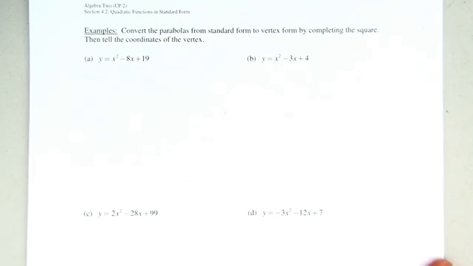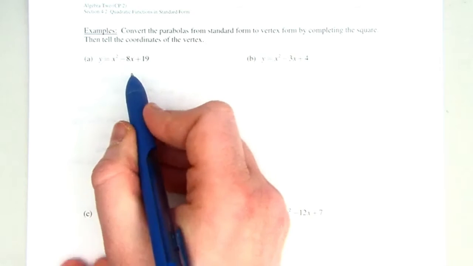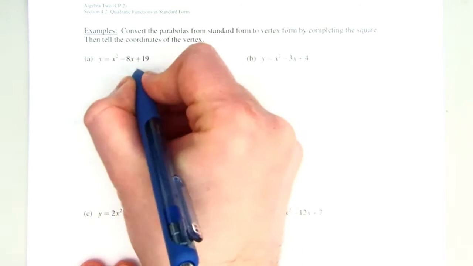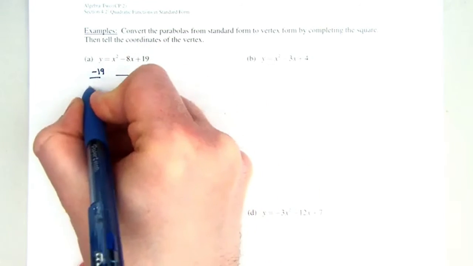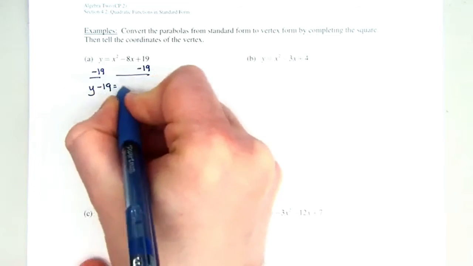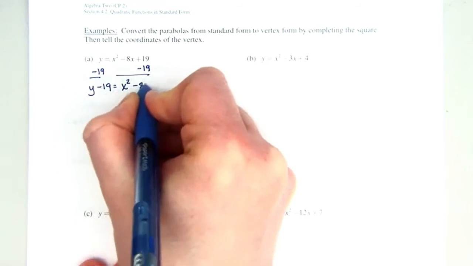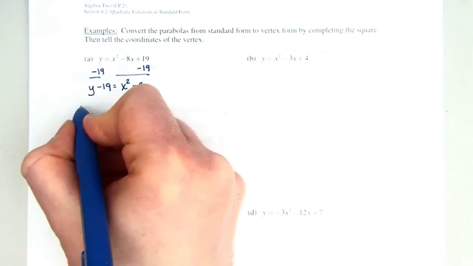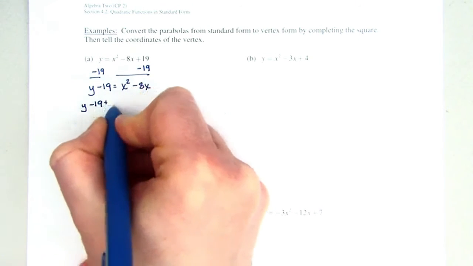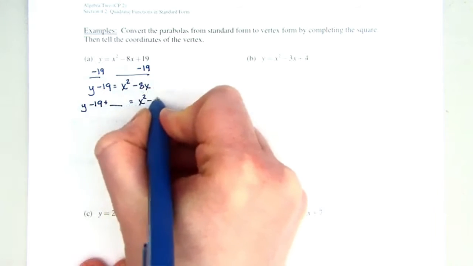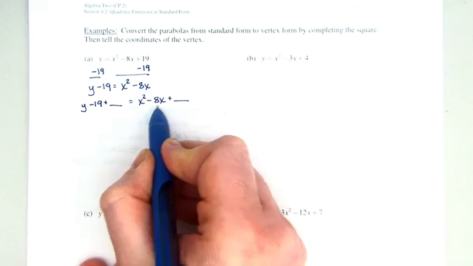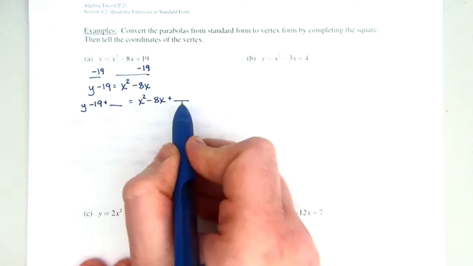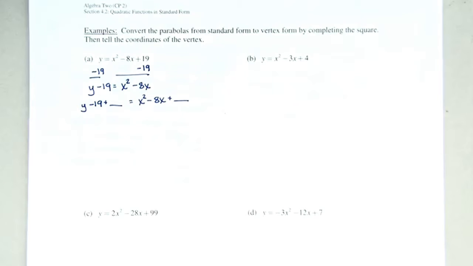Letter A. We're going to convert this by completing the square. I first need the x's on one side, the constant and the y on the other side. So I'm going to subtract 19 and subtract 19. I'm going to get y minus 19 equals x squared minus 8x. I now need to add something. We need to do half this middle number squared and add it on the right and then balance it out on the left. What number am I going to add to both sides?